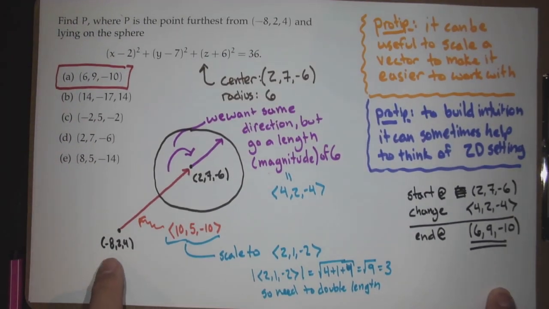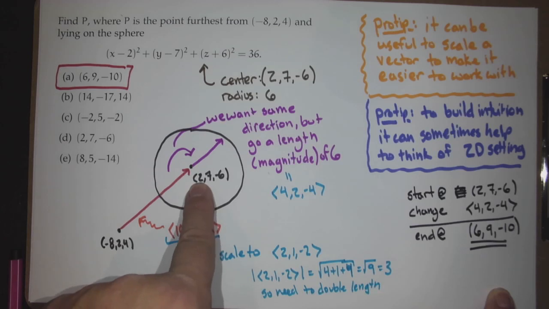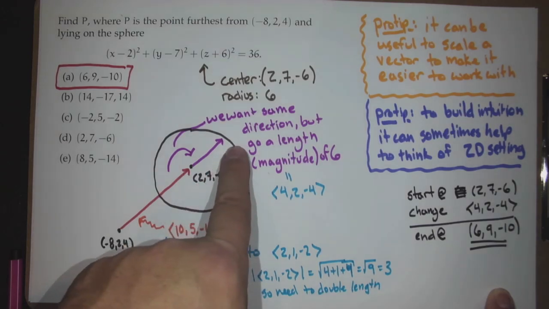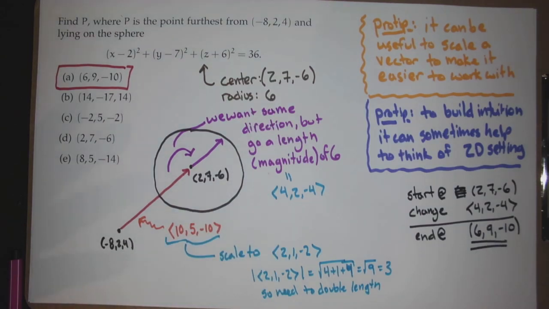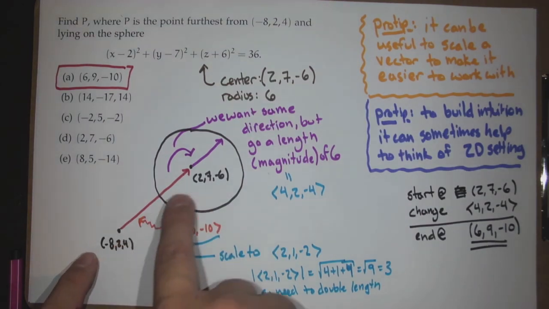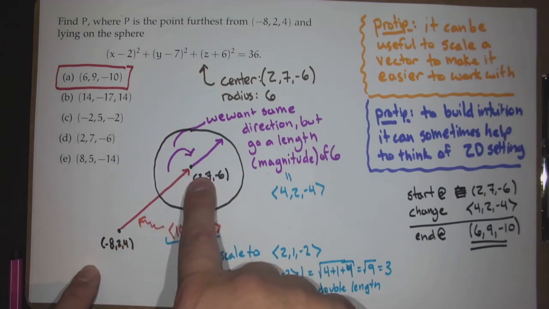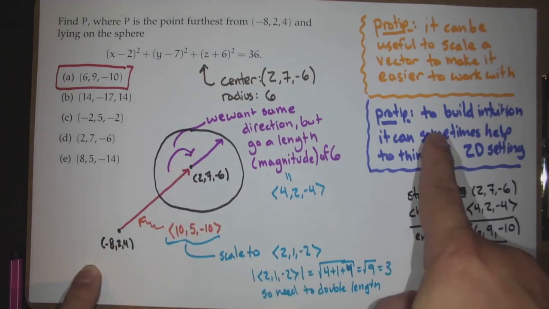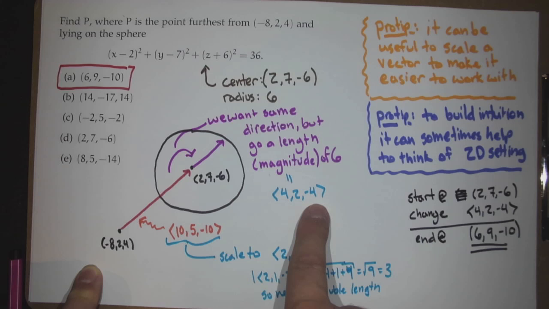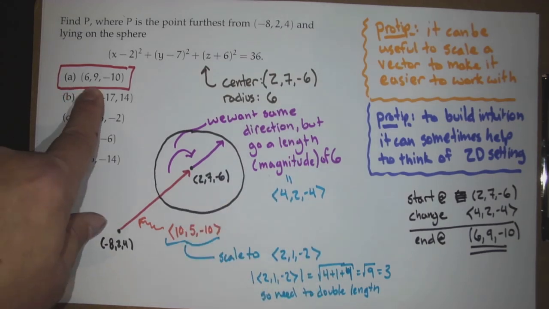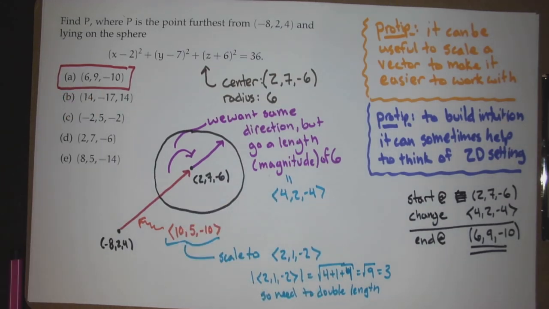How does it work? You have your point and you can get to your center. You just need to keep going how much further? You need to go 6 further. Well, you need to know which direction you're going, so how do you figure out the direction? That's where vectors come in. So you say, let's use a vector to figure out how much I changed. And pro tip, it's useful to scale things to make it easier to work with. You say, okay, this is in the direction of 2, 1, 2. That has length 3. I just double it. That says I need to go an additional change of 4, 2, negative 4 from the center, which gets you to 6, 9, negative 10. And that's the answer.